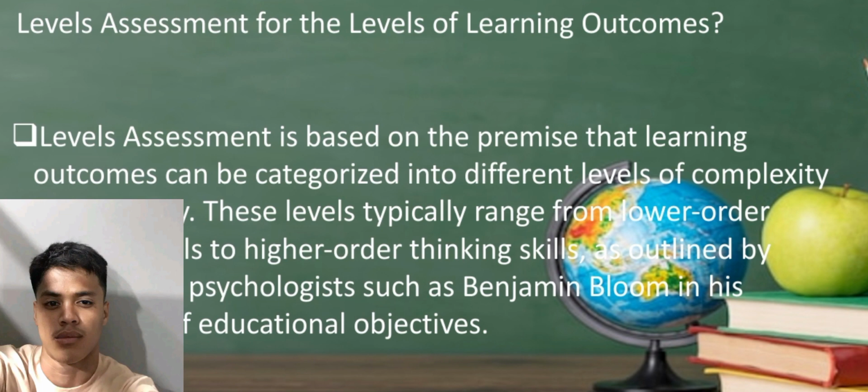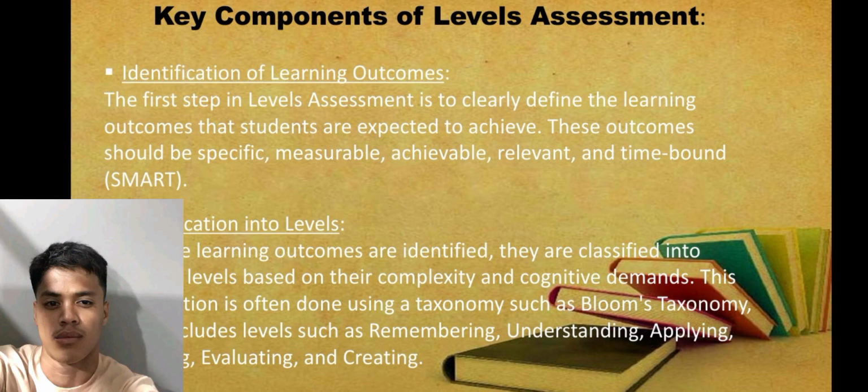These levels typically range from lower order thinking skills to higher order thinking skills, as outlined by educational psychologists such as Benjamin Bloom in his taxonomy of educational objectives. And now, let's proceed to tackle the key components of levels of assessment. First, we have identification of learning outcomes, classification into levels, development of assessment tasks, and rubric creation.